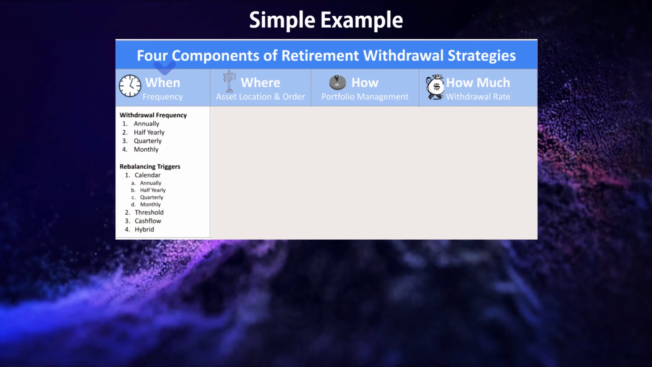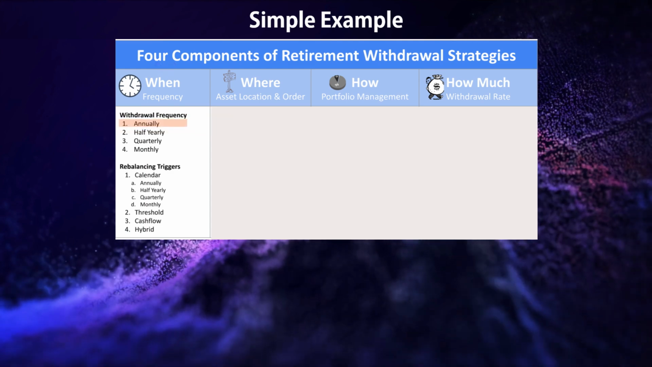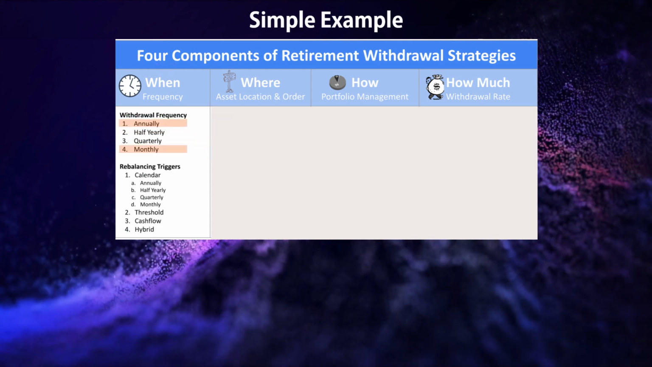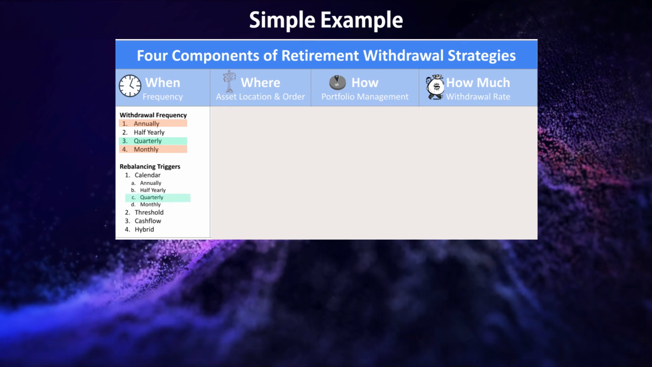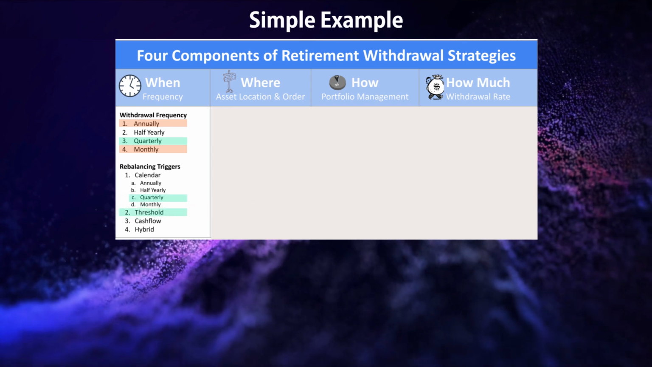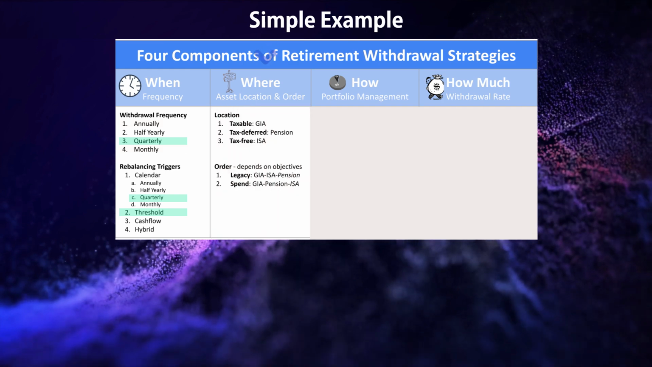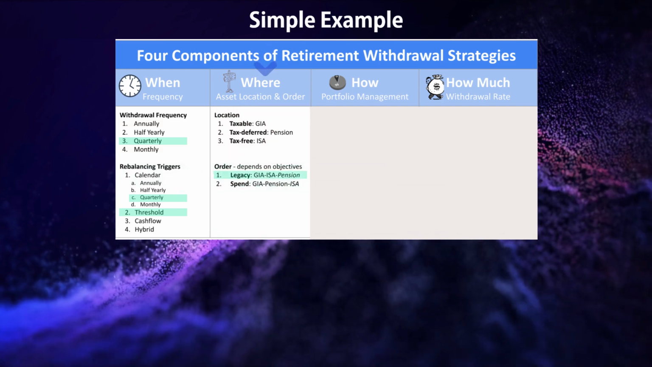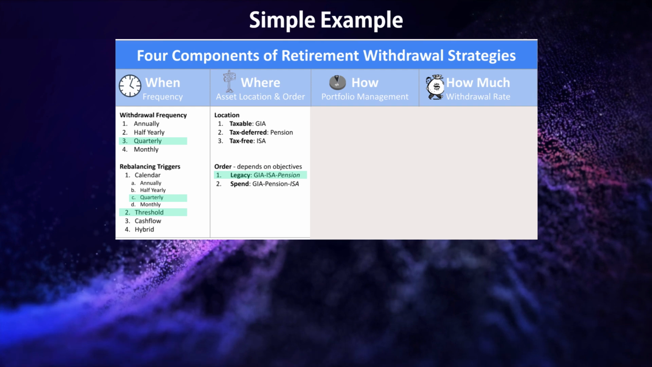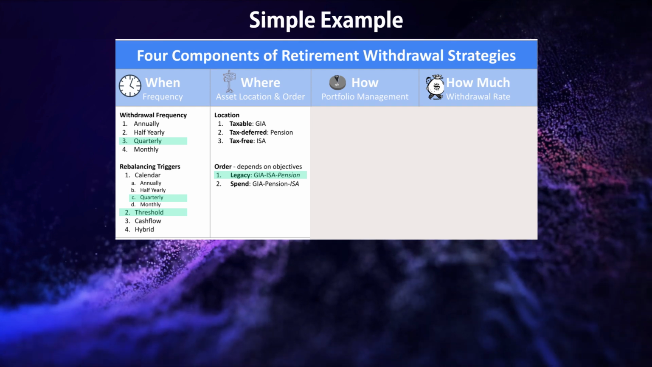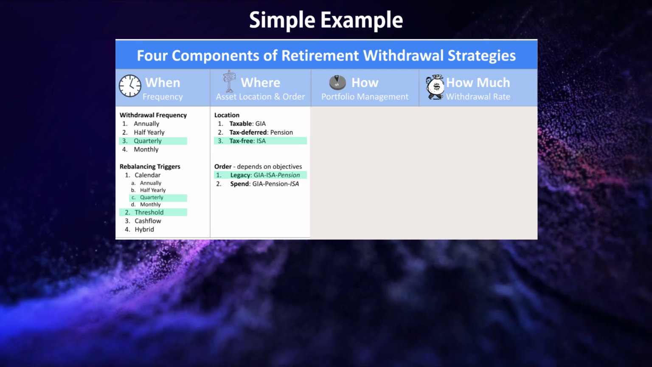First, we need to decide on the withdrawal frequency and rebalancing strategy. Withdrawing annually holds too much cash, while monthly is too frequent, so I'll opt for quarterly withdrawals. To keep things simple, I'll also use a hybrid rebalancing strategy, combining quarterly and threshold-based rebalancing. Next, I want to leave a legacy, so I'll withdraw from my general investment account first, followed by my ISA, and finally my pension, as pensions are exempt from inheritance tax. I might use my ISA to supplement GIA withdrawals to stay within the basic tax rate.